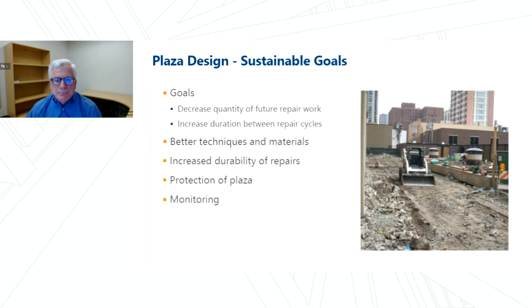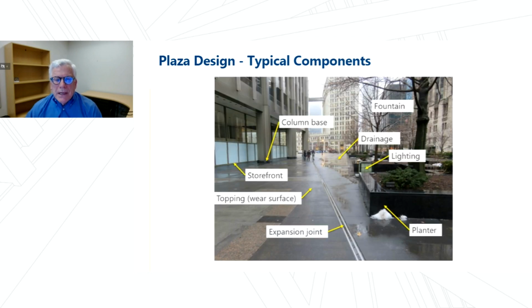So the first overwhelming issue having to deal with the plaza is the number of components and elements that are there. And here's just a few of them. You have, let's say, ponding, poor drainage, you have lighting, you have planters. And really one of the more difficult items is the expansion joint that usually requires a little bit more care. Topping slabs, storefronts, column bases, all these different things on a plaza.